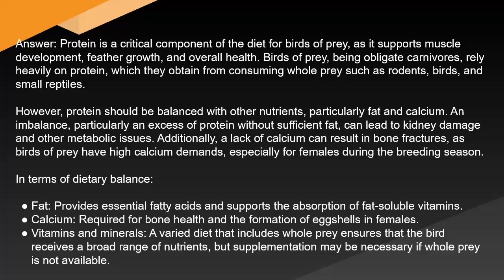However, protein should be balanced with other nutrients, particularly fat and calcium. An imbalance, particularly an excess of protein without sufficient fat, can lead to kidney damage and other metabolic issues. Additionally, a lack of calcium can result in bone fractures, as birds of prey have high calcium demands, especially for females during the breeding season. In terms of dietary balance, fat provides essential fatty acids and supports the absorption of fat-soluble vitamins. Calcium is required for bone health and the formation of eggshells in females, along with vitamins and minerals. A varied diet that includes whole prey ensures that the bird receives a broad range of nutrients, but supplementation may be necessary if whole prey is not available.